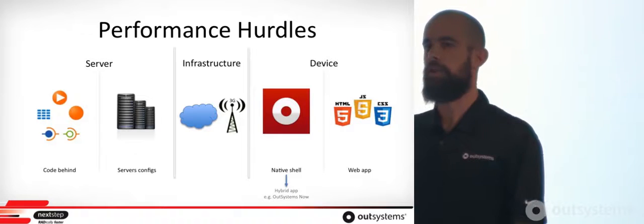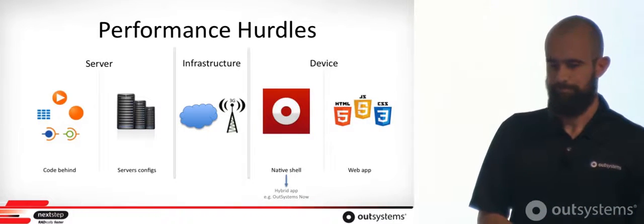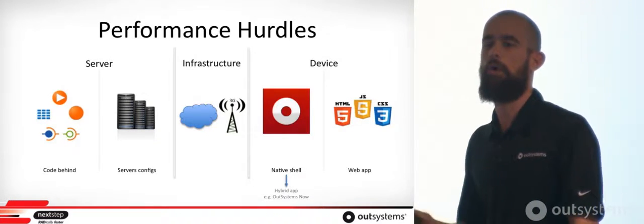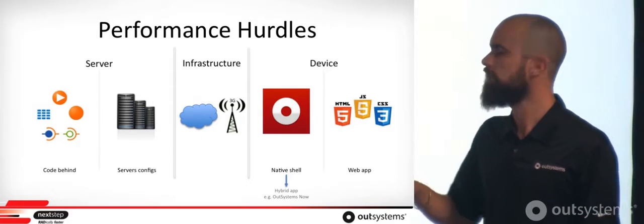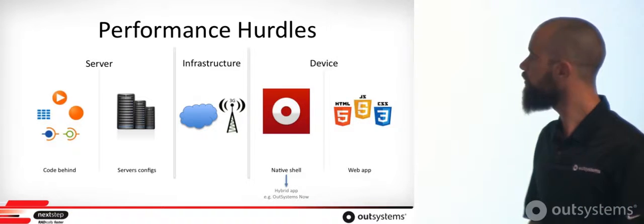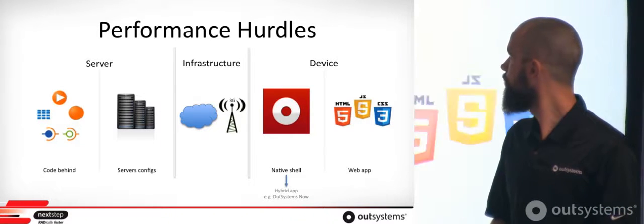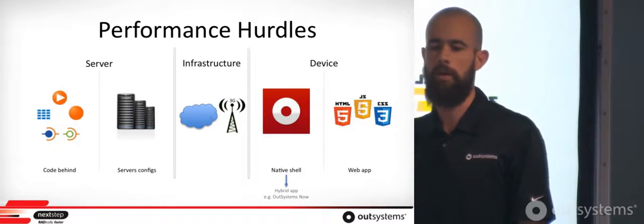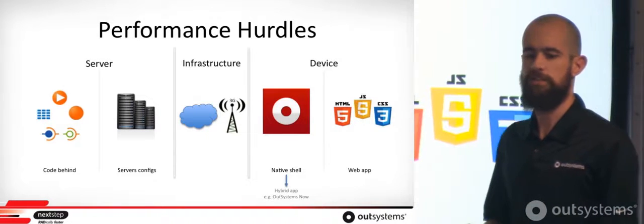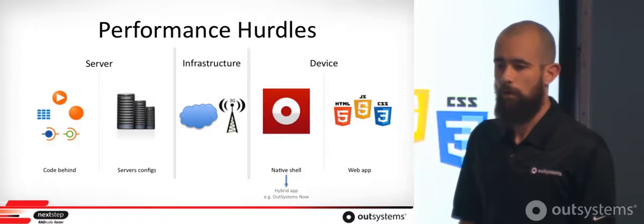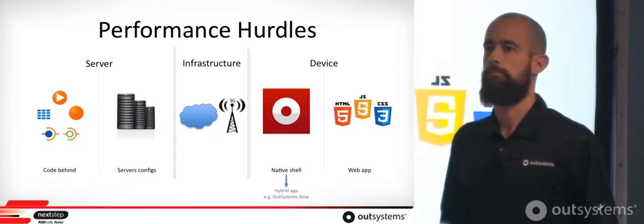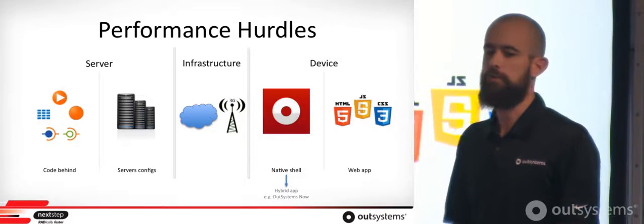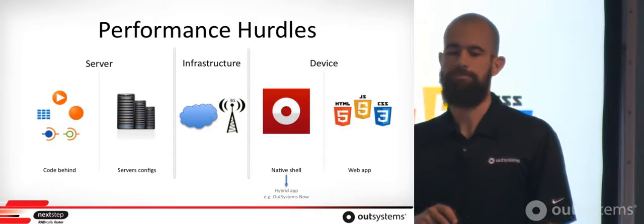So there are several areas that affect mobile performance. Typically, as developers, we tend to focus on the code behind, so on the code that is running on the server, such as the queries, the integrations, and of course, our business logic, and also the code that is running on the device, the web app itself, so the JavaScript that we included, the CSS, and so on. But we cannot forget other areas, such as, are the servers set up correctly? Or is the native shell that probably you built by hand, is it well configured? And additionally, we cannot forget in mobile about the infrastructure.